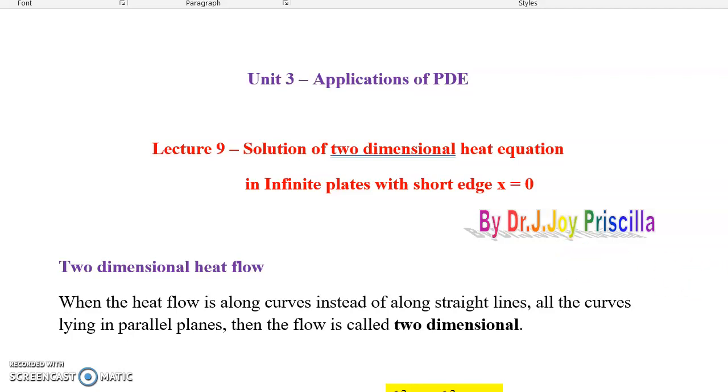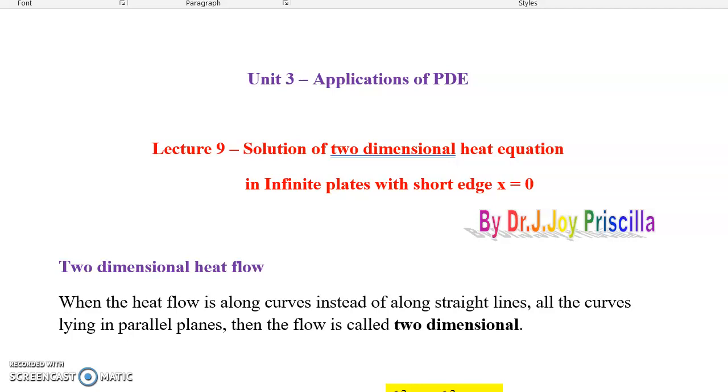Welcome students. In this video lecture, we are going to learn about the two-dimensional heat equation in infinite plates, especially with the short edge x equal to 0. When you consider two-dimensional heat flow, it will be along curves instead of along straight lines. We studied one-dimensional heat flow along straight lines, but two-dimensional heat flow will be along curves which lie in parallel planes, and we study along plates instead of rods and bars, right?